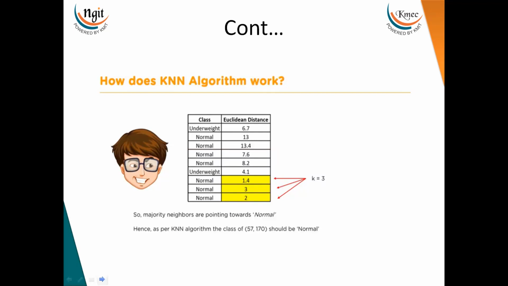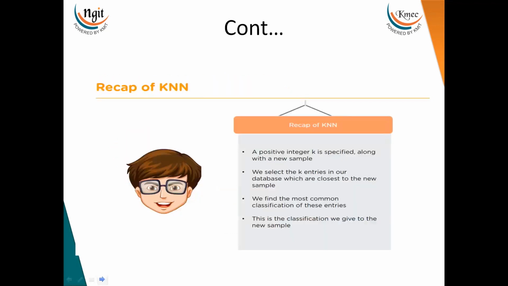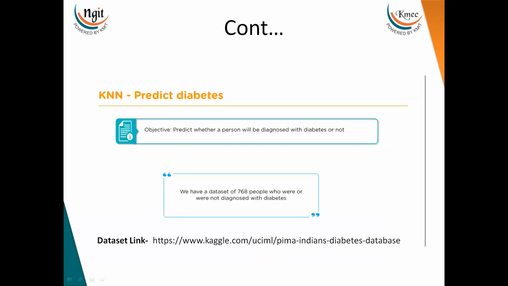I hope it is clear what the usage of k nearest neighbor is. Just a quick recap. First, a positive integer k is specified along with a new sample. I'll get the k value and the new sample for which I want to find the class label. We select the k entries in our database which are closest to the new sample, and then we find the most common classification of these entries, and this is the classification we give to the new sample data as per the k value. Clear? This is how I am doing k nearest neighbor classification.